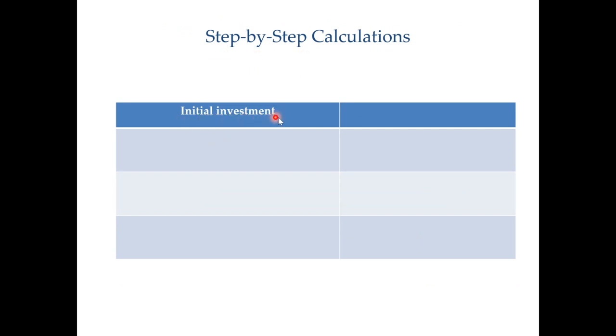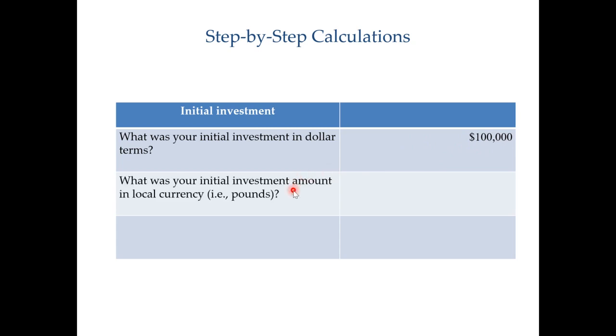We will start by quickly summarizing your initial investment. So what was your initial investment in dollars? Well, that's straightforward, $100,000, which is given to you in the problem. Then what was your initial investment in local currency, which happens to be pounds in our case? Then we would simply take our $100,000 investment amount and convert it into pounds at the spot exchange rate that we had at the outset, and that will give us £50,000.